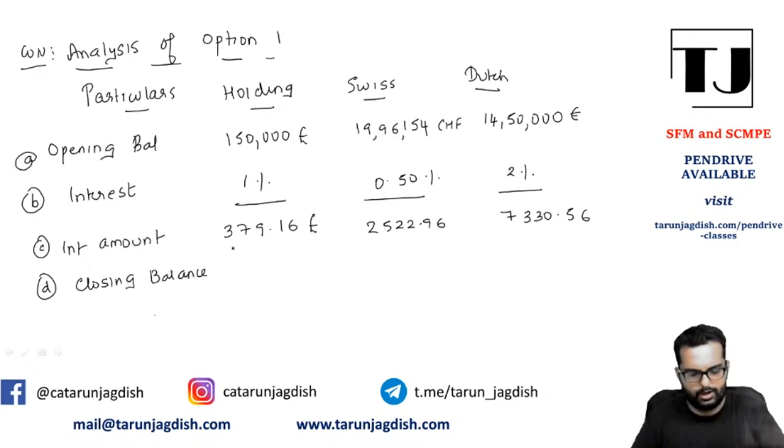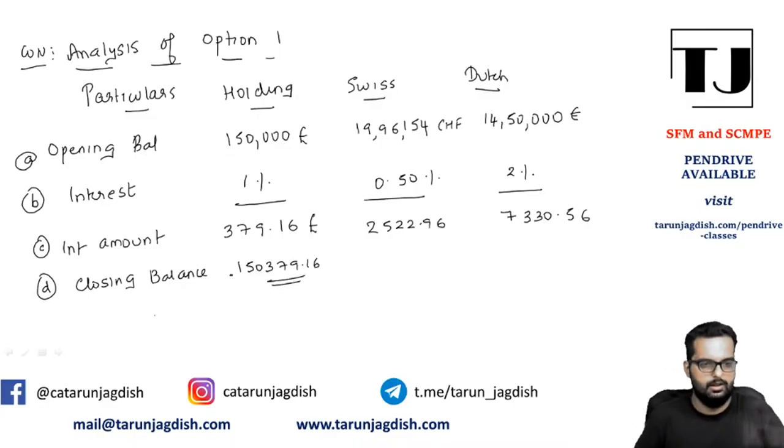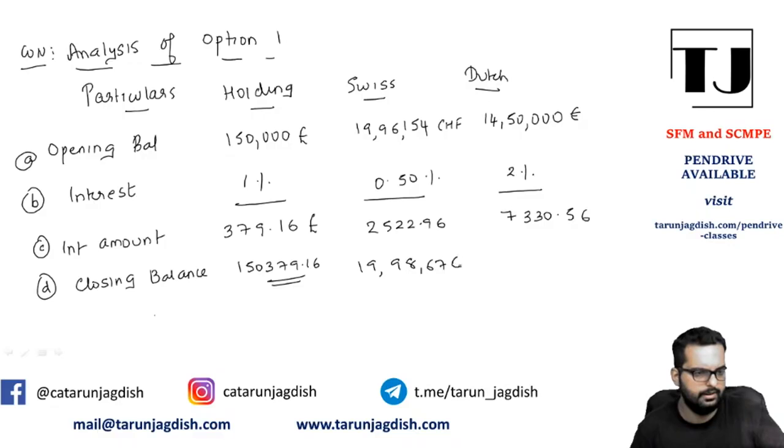Now my closing balance would be 1,50,000 plus 379.16. Second one will be 19 lakh 96,154 plus 2522.96, which is 19 lakh 98,676. And the last one would be 14 lakh 50,000 plus 7,330, that is 14 lakh 57,330. So first one is in sterling, second one is in CHF, and the last one is in euro.